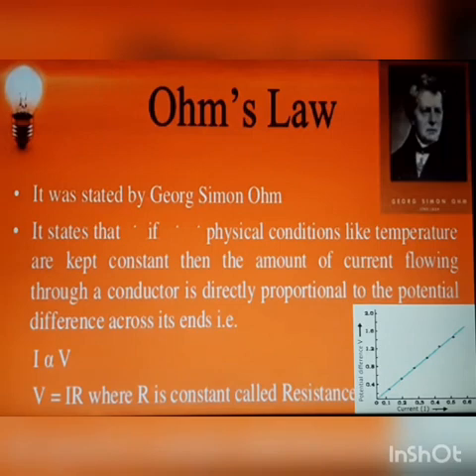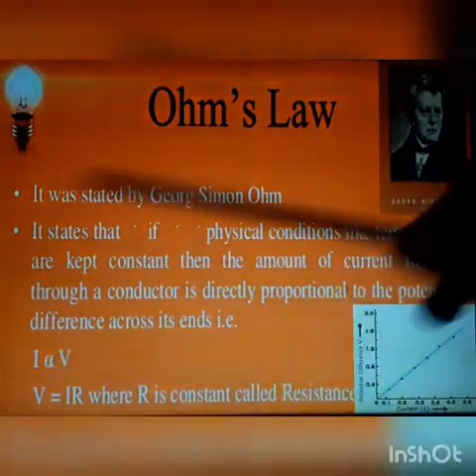Ohm's law was stated by George Simon Ohm, and it states that if physical conditions like temperature are kept constant, then the amount of current flowing through a conductor is directly proportional to the potential difference across its ends. In simple terms, it means that current is dependent on potential difference. If the potential difference increases, current will flow more and vice versa. Here we can see I directly proportional to V.